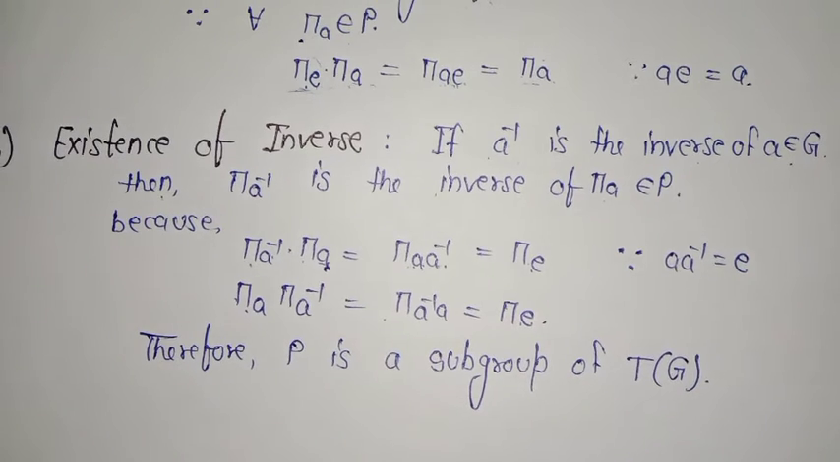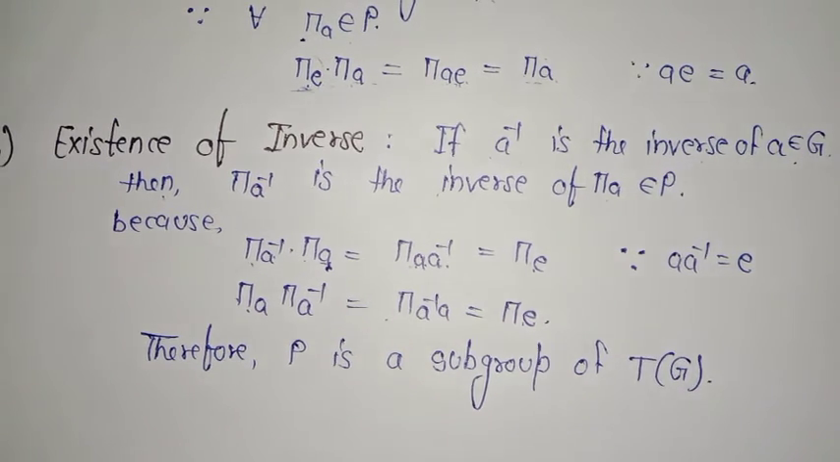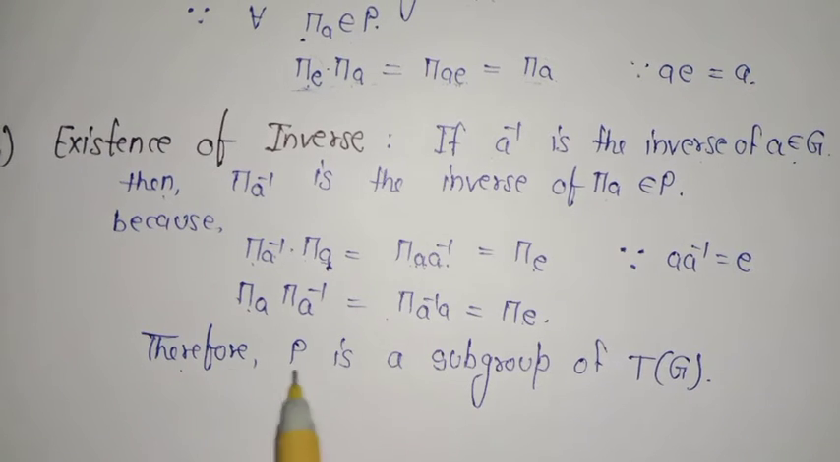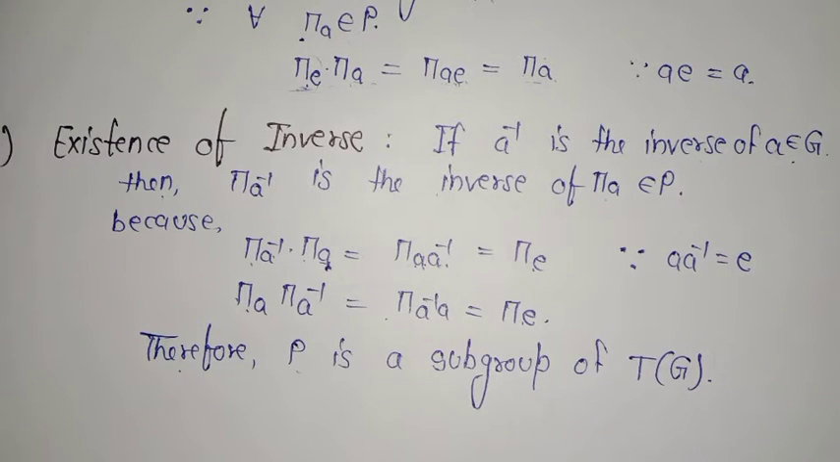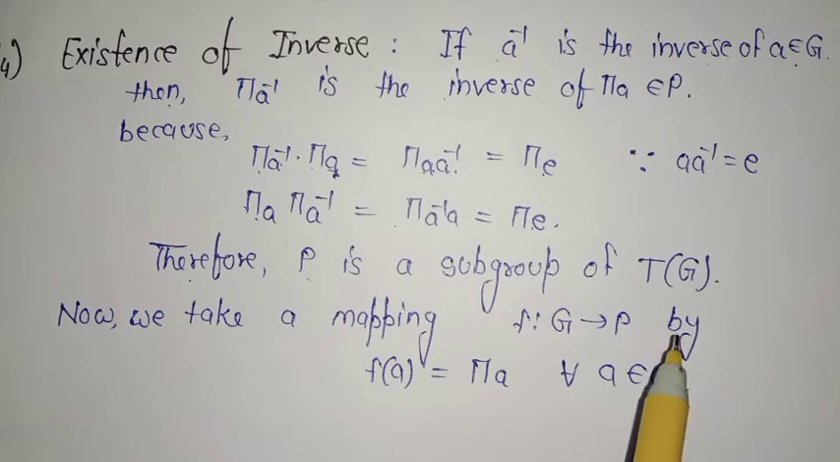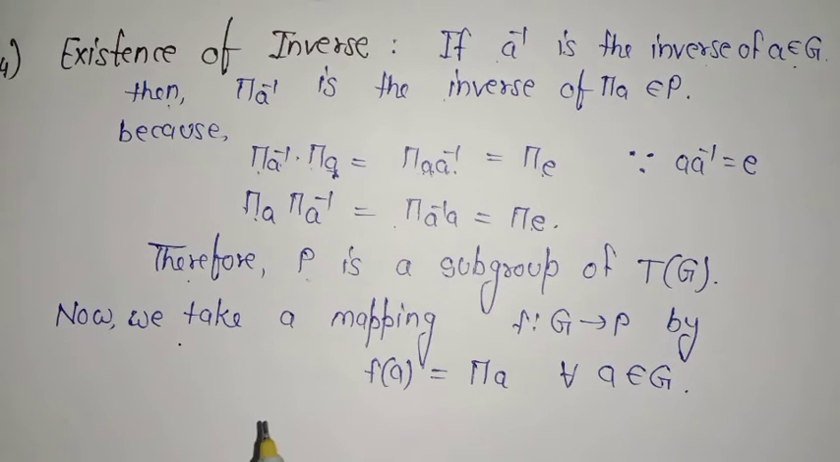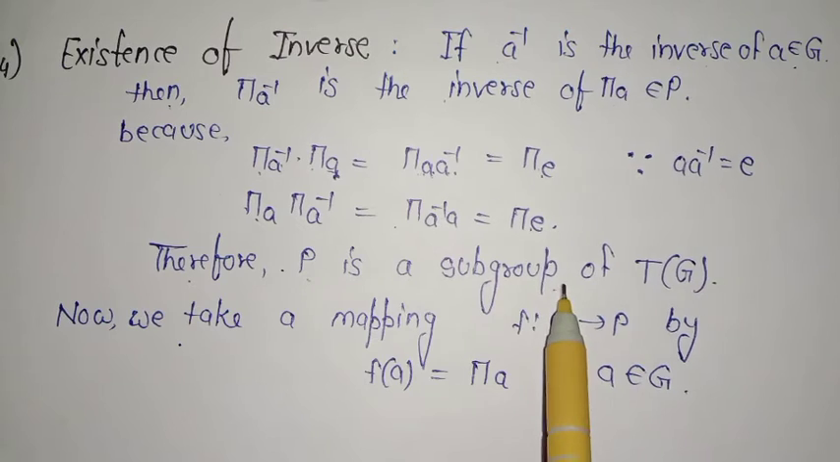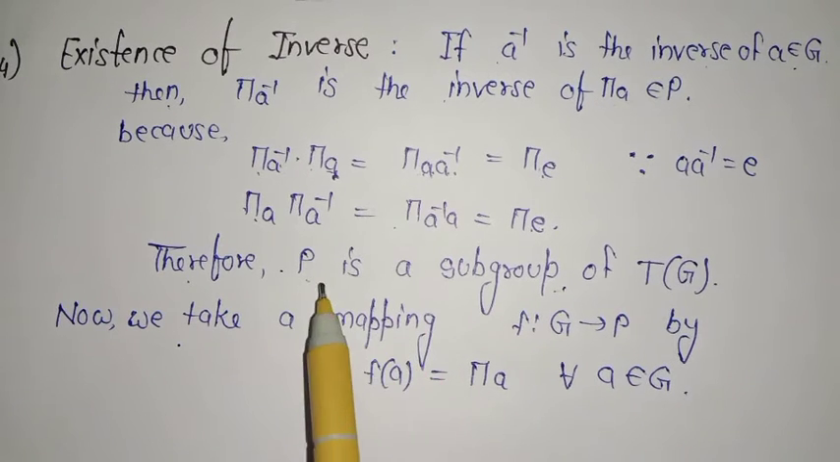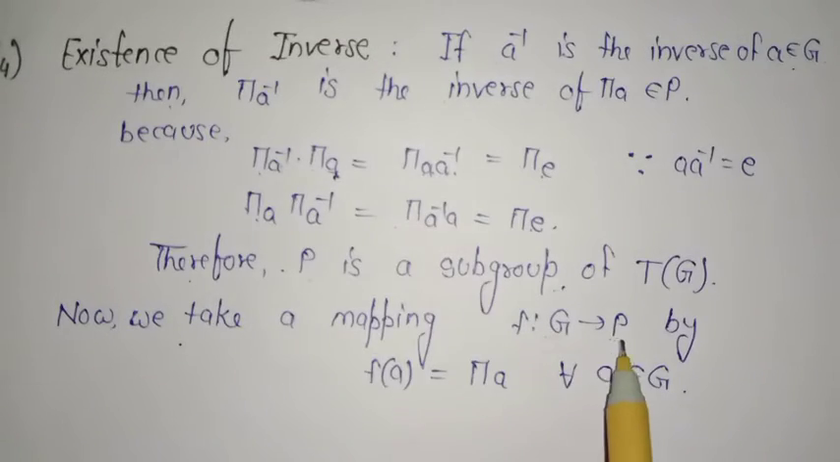So existence of inverse is also satisfied, and since all the four properties of a group are satisfied, we can say that P is a subgroup of T of G. So we proved that P is a subgroup of T of G. Now since we have to show that every group is isomorphic to a subgroup of its transformation group, this was the subgroup, and now we have to show that every group is isomorphic to the subgroup of its transformation group. That is, we have to show that G is isomorphic to P.